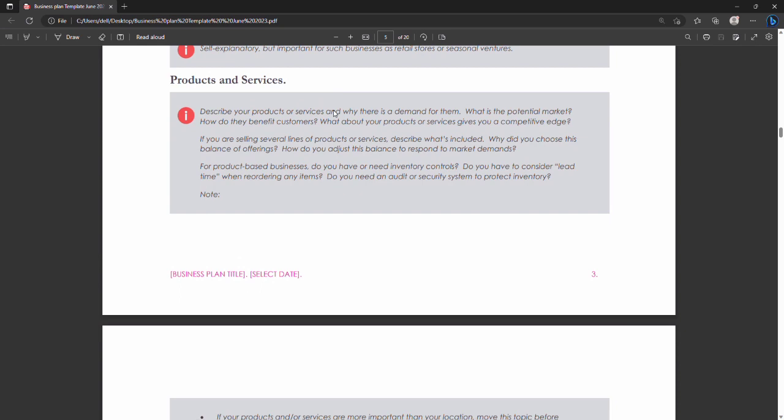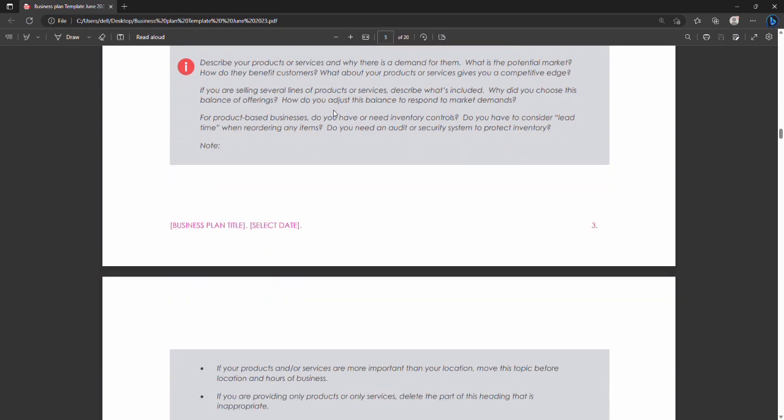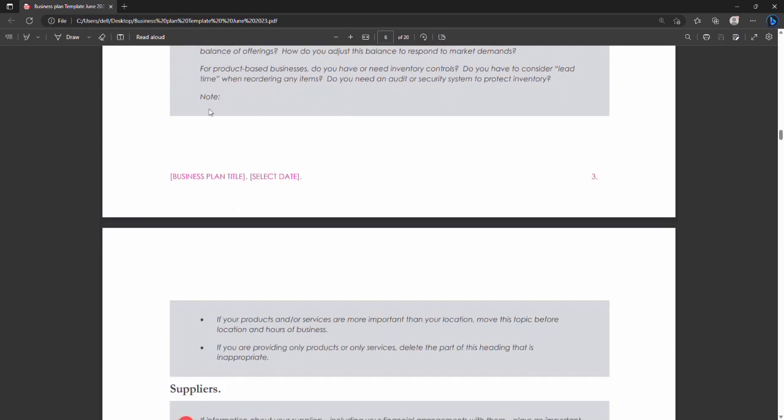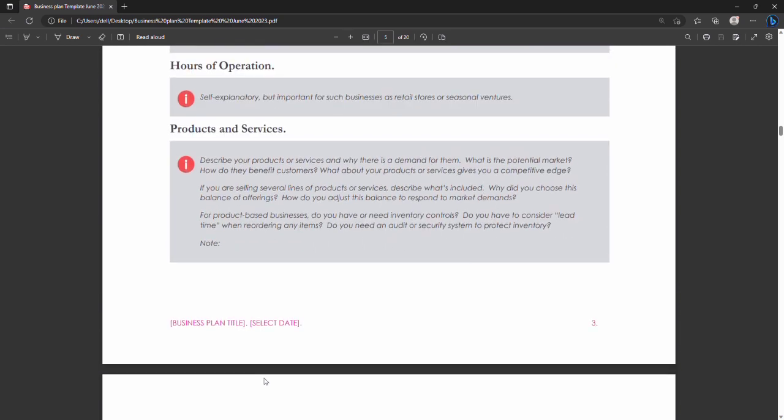Products and services. Now, before we talk about the products and services, I will take you to the notes. You can see notes there. The last one is: if you are producing only products or only services, then you have to delete one.